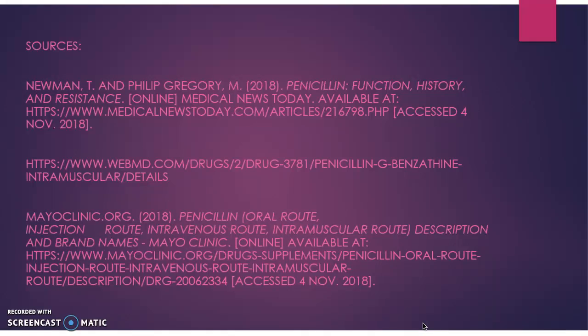Here are my sources listed here. So as mentioned, I used the Mayo Clinic. I also used a peer-reviewed article by Newman T. and then WebMD, which is where I found the structure and some of the interesting facts.